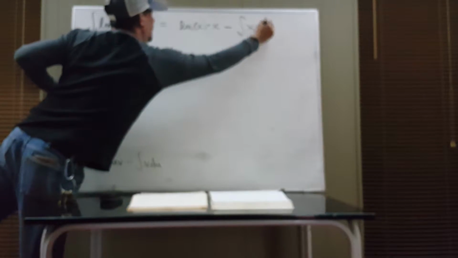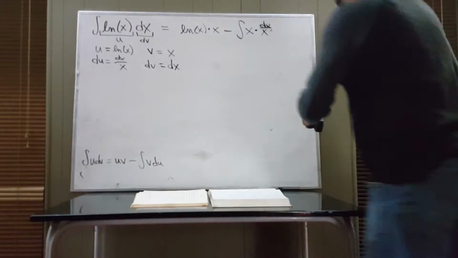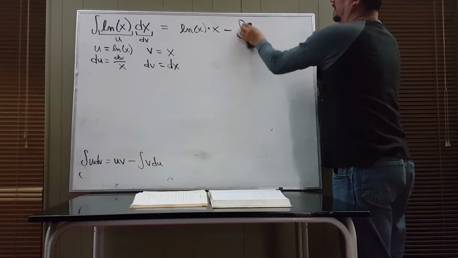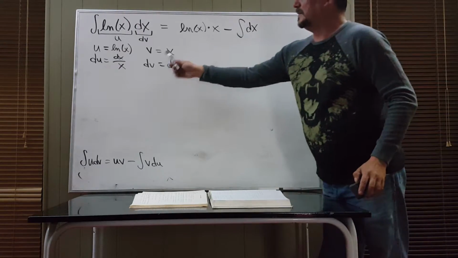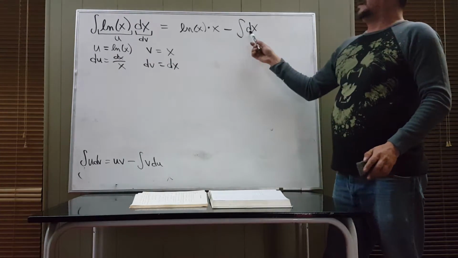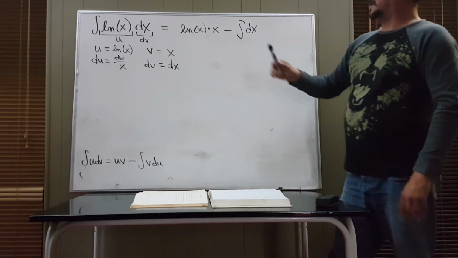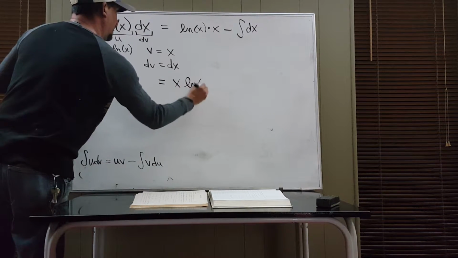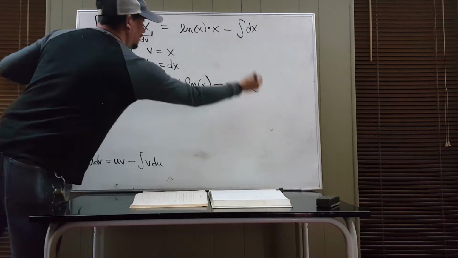dx divided by x. Well, what is x times x? This is just dx. Okay? x times 1 over x, and then what's left in the denominator is dx. And this we can handle because this integral is just x. So the answer here is going to be x times the natural log of x minus x plus a constant.